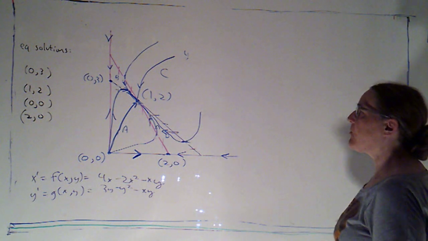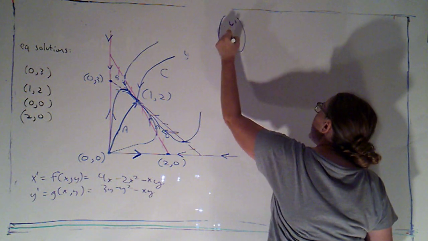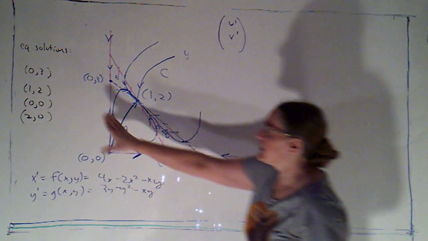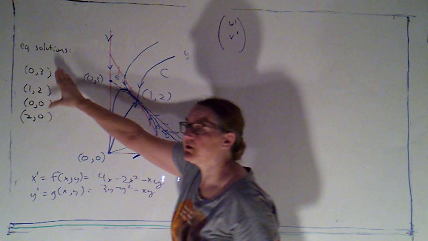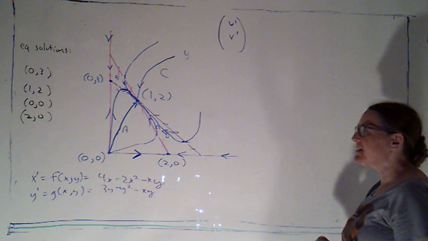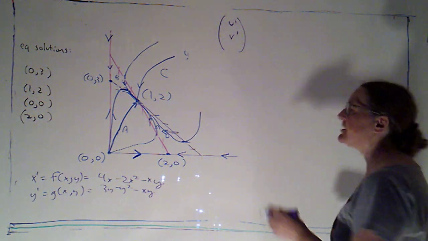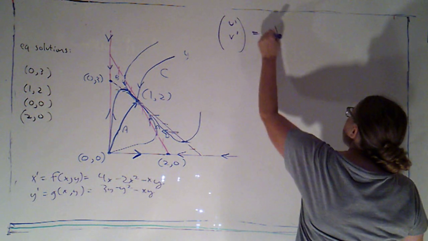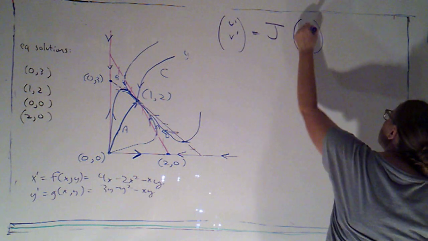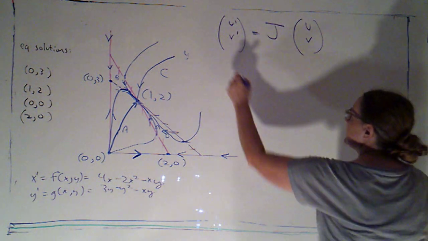I want to remember that when I'm finding my linearized system, I switch to a u and a v. What that does is that it translates our equilibrium solution to put it at the origin, because linear systems always have the origin as an equilibrium solution and very rarely have other equilibrium solutions. And that's just going to be J times (u, v), where J is our Jacobian matrix.